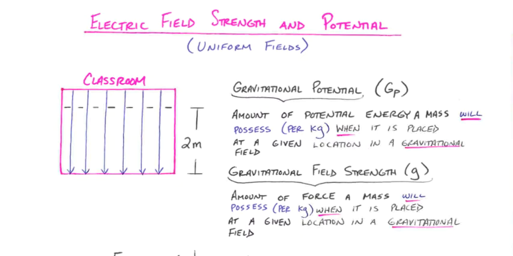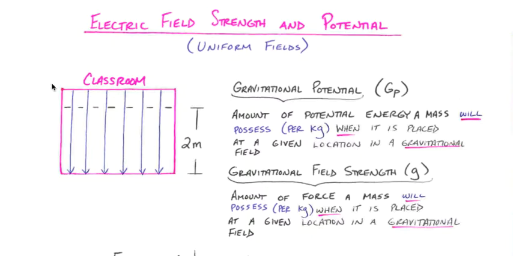In order to best understand these two concepts of electric field strength and electric potential, specifically for uniform fields in this case, we're going to go back and take a look at gravitational field strength and gravitational potential, because there's very easy connections between the two. So you don't necessarily have to worry about all of this. This is information we've looked at before.